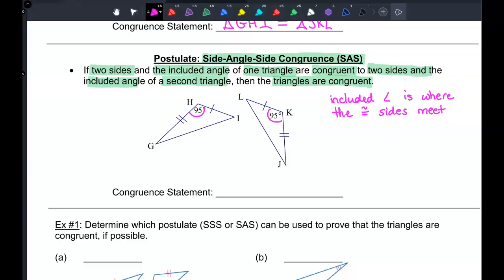Okay, so we'll do the same thing. Triangle GHI. And I believe it's probably the same order, isn't it? G matches with J, K matches with H, L matches with I. You could do it in any order. You could also do IHG, right? If I did IHG, what would that match with the other one? LKJ.